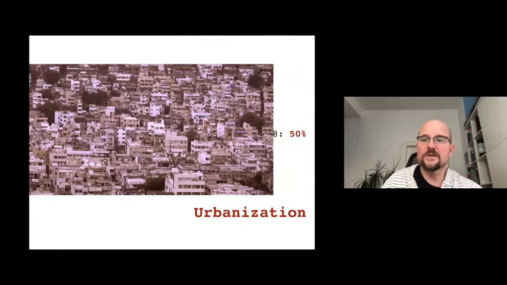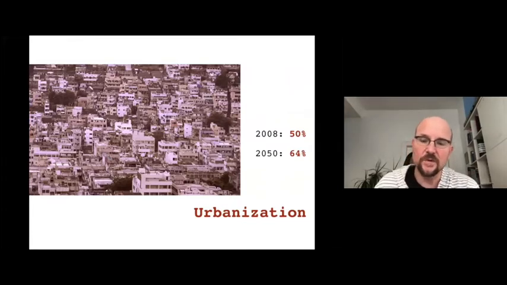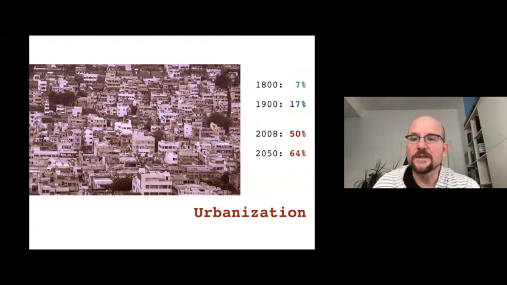And when you look at the urbanization, starting in 2008, more than 50% of humanity lived in cities or large giant cities worldwide. And in 2050, it's going to be even more, 64%. And when you wind back a little bit, in the 1800s, it was less than 10% that lived in cities. And in 1900, only 100 years ago, it was 17%. So everything is getting more concentrated.